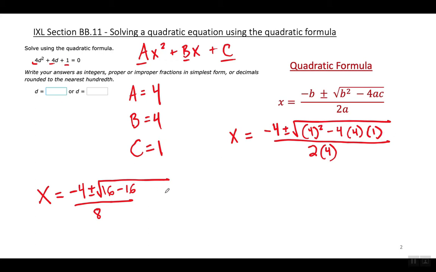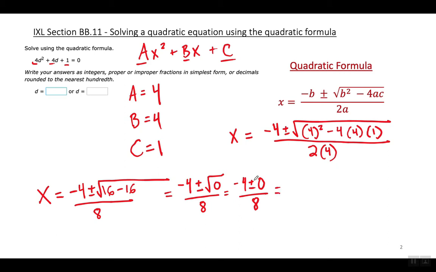So let's continue. Now I have negative 4 plus or minus the square root of 16 minus 16, which is 0, over 8. Now, negative 4 plus or minus, what's the square root of 0? 0. So now I have that.